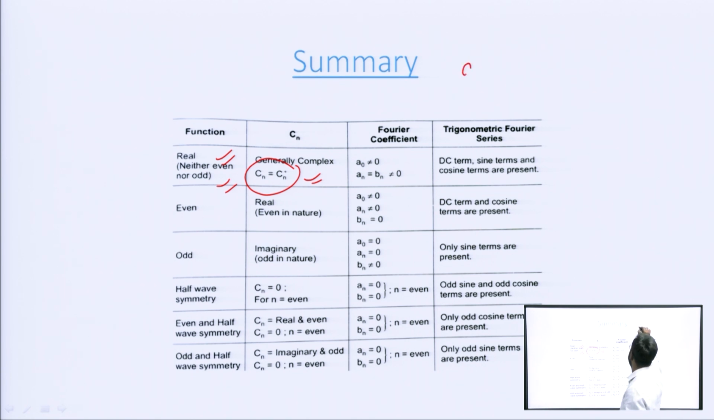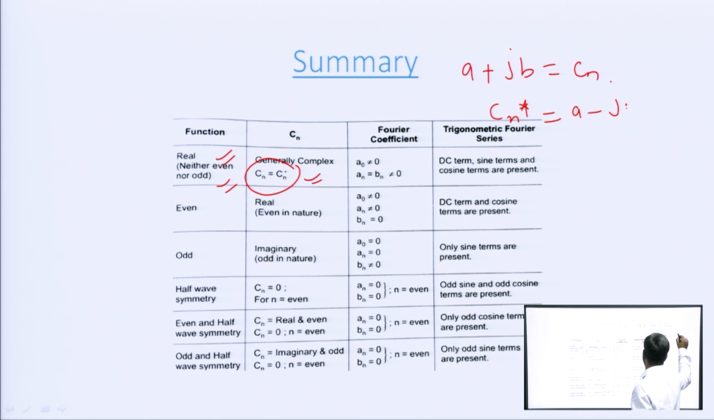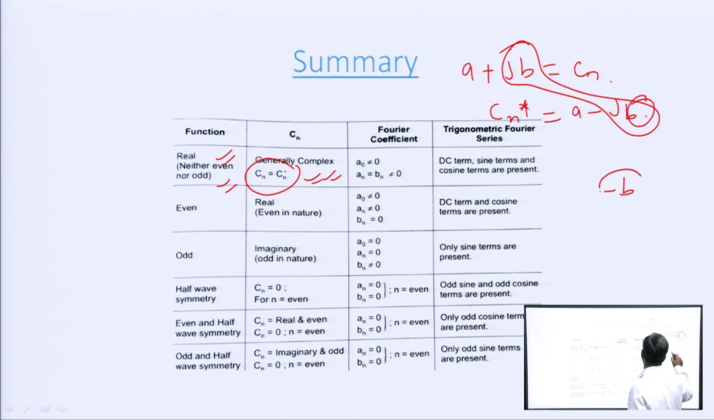What does it mean? Suppose Cn is equal to a plus jb. So, what will be Cn star? You know, it is a minus jb. And when you say that these both are the same, how can these both be the same? Either the imaginary part is 0, or both have the same values.